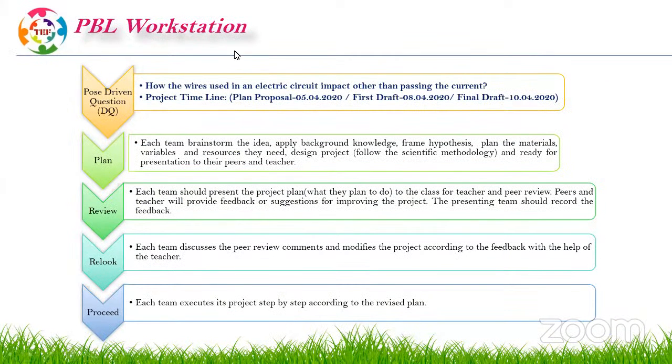First, the project driven question. For this lesson: how are wires used in the electrical circuit, and what is the impact of the wire other than passing the current? Because that a wire passes current is basically known to all children. Other than that, what is the impact created by the wires in the electrical circuit? That is the project driven question, and only for this question the students are going to find out the answer.